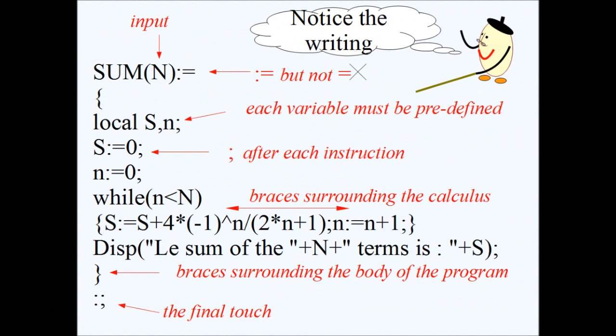Okay, precisely the writing of the program with all the specificities input. You see the sign equal with 2 points before the local variables.